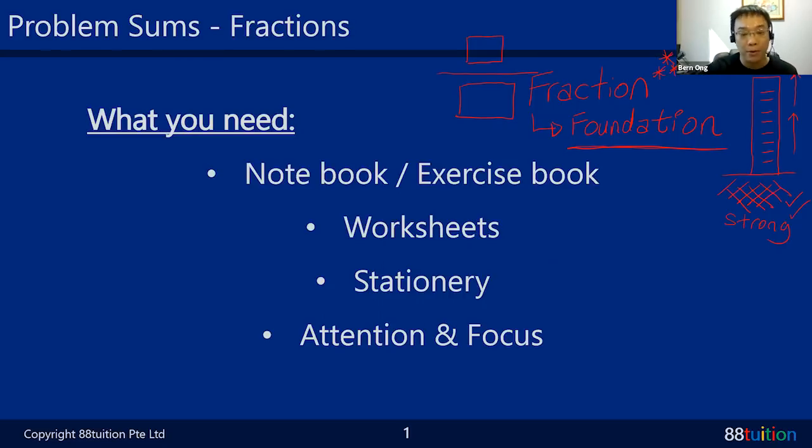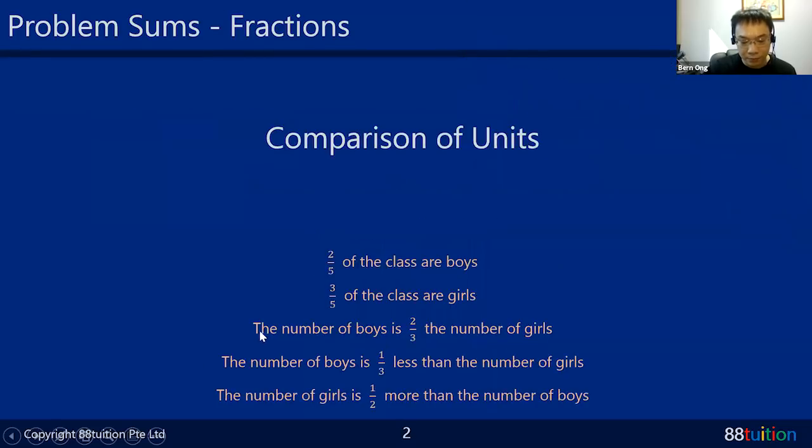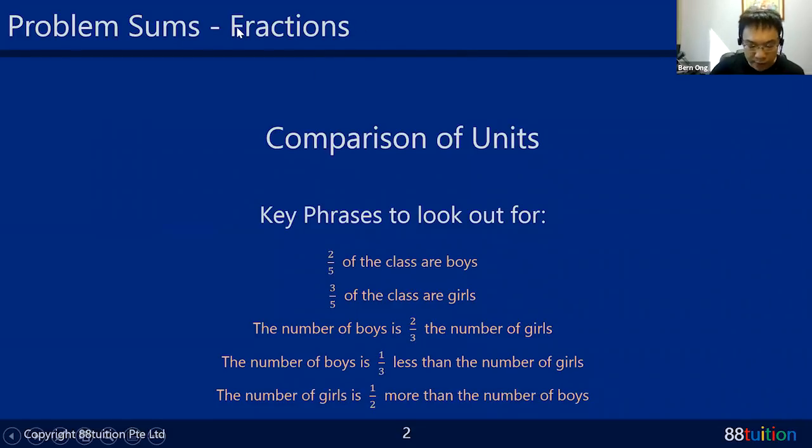As I say, comparison of units is super, super important. So we have something like that. This is called comparisons of units. Have you seen all these phrases before? They're very familiar, right? It's always a fraction of the class. This class actually represents the total, the total number of people in the class. So a fraction of the total are boys. Have you seen this type of statement before? Very familiar, right? It always comes out in your primary 3, primary 4.